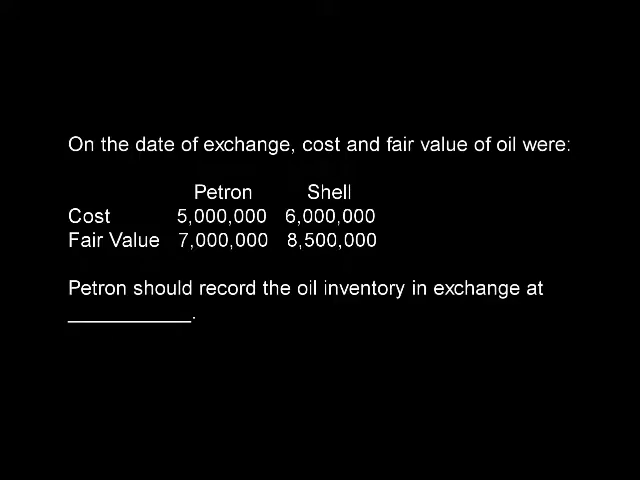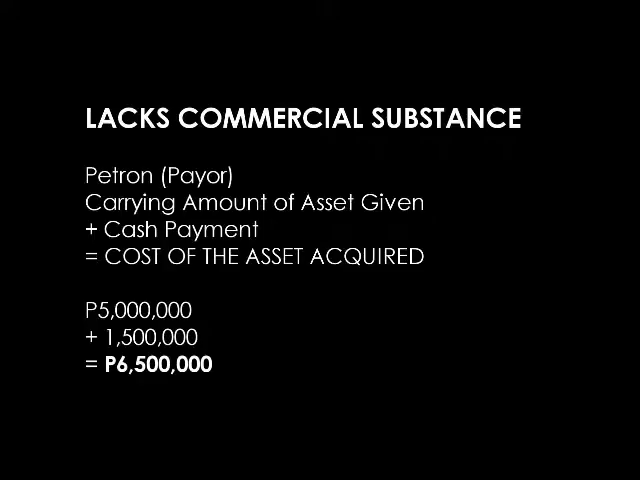On the date of exchange, cost and fair value of oil were given. So, Petron should record the oil inventory in exchange at what amount? The problem stated that the exchange lacks commercial substance, and if that is so, the acquired oil inventory is measured at the carrying amount of the asset given. How to get the carrying amount of the asset given? The carrying amount of the asset given by Petron is 5 million pesos.